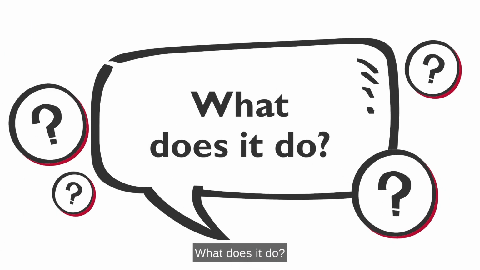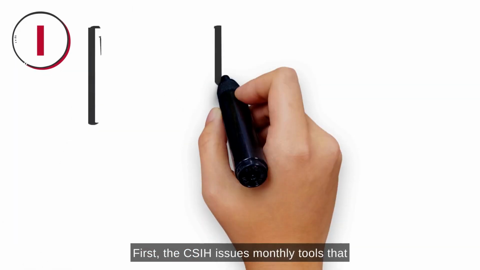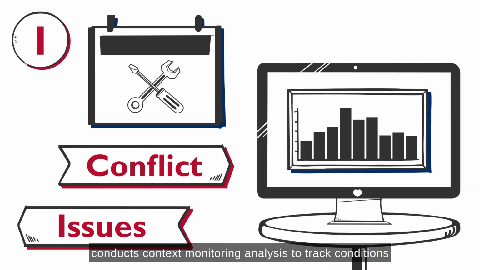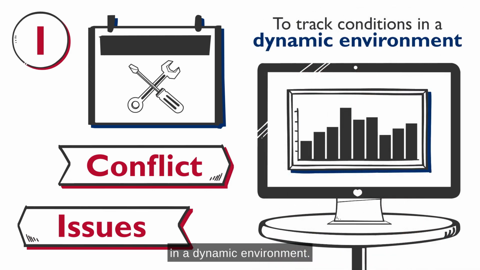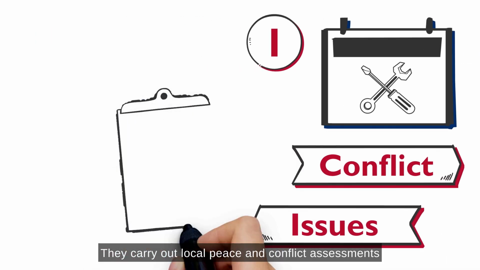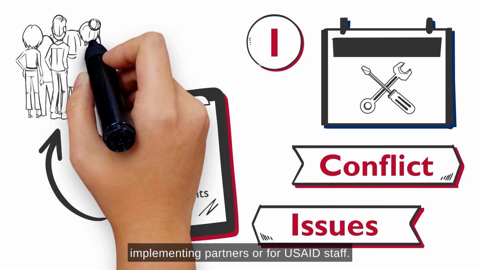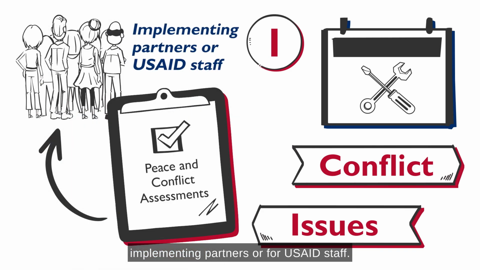What does it do? First, the CSIH issues monthly tools that provide guidance on specific conflict issues and conducts context monitoring analysis to track conditions in a dynamic environment. They carry out local peace and conflict assessments for specific activities as requested by implementing partners or for USAID staff.